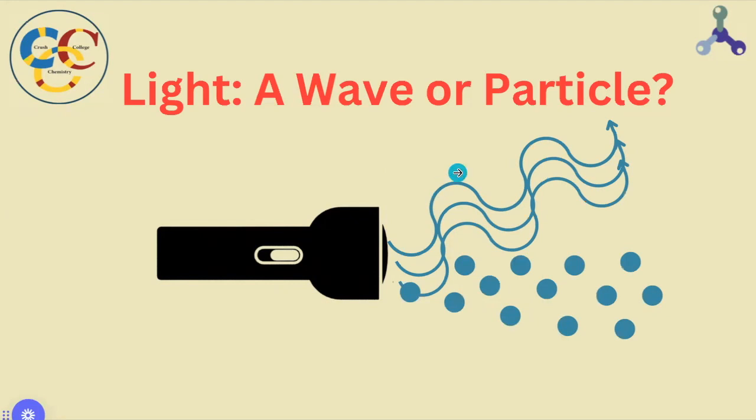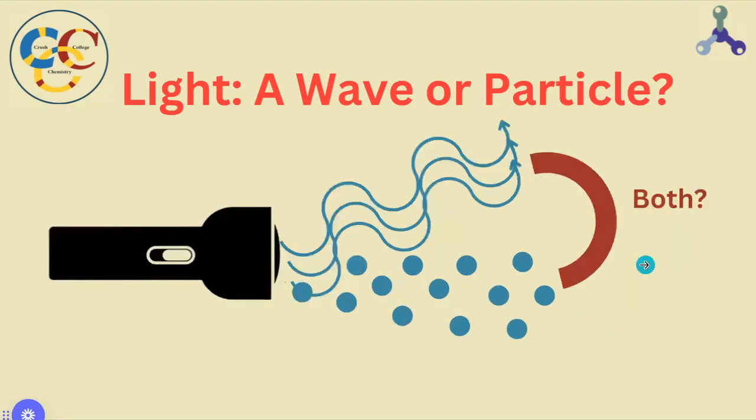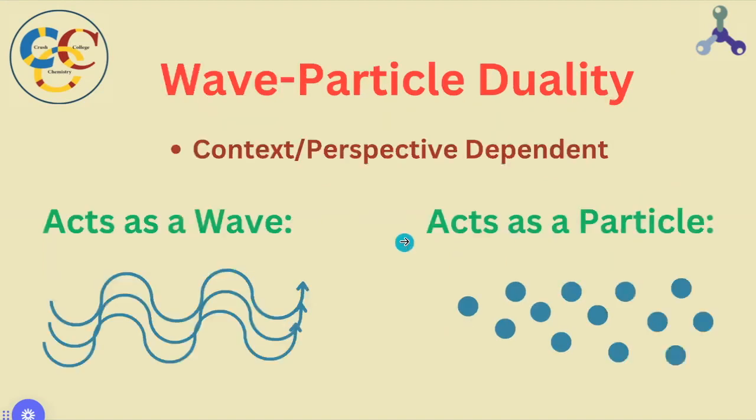Is light a wave or a particle? This is one of the most important and consequential questions in all of chemistry and physics. Light adheres to the model of wave-particle duality, meaning that in different contexts or frames of study, light acts as one or the other form, or both.